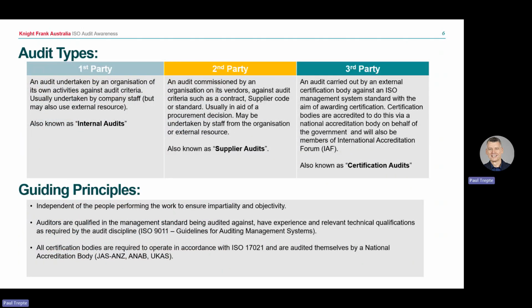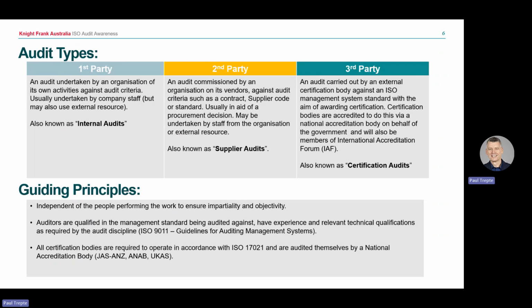Now, there are three different types of audit that can be carried out. The ones that we're going to be focusing on today are mainly first party and third party audits. A first party audit is an audit undertaken by an organisation of its own activities against audit criteria. These are usually undertaken by company staff, but may also be undertaken by external resource. And these are also known as internal audits.